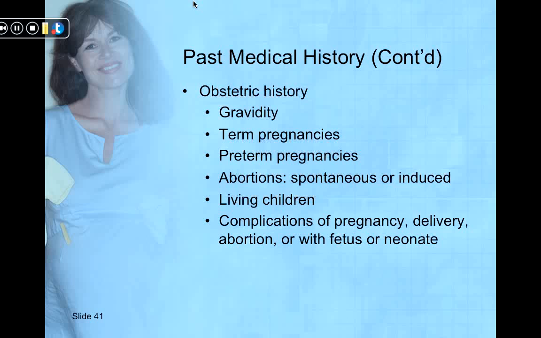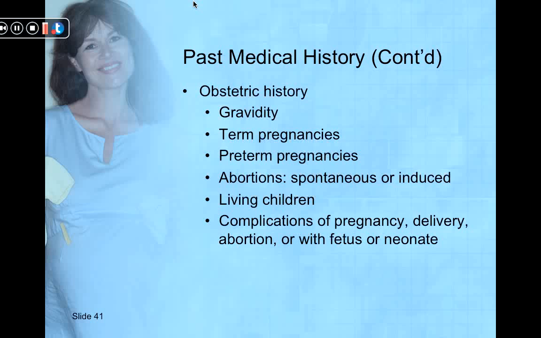So just talking to them about their living children sometimes can give you any chromosomal abnormalities that they might have. Any complications of their pregnancy. Again, did they have high blood pressure during pregnancy? Did they have preeclampsia? Did they have any infections? Or how did they deliver the baby? Was it via C-section? And if they did a C-section, why did they do a C-section? Was it an emergency section for failure to progress?